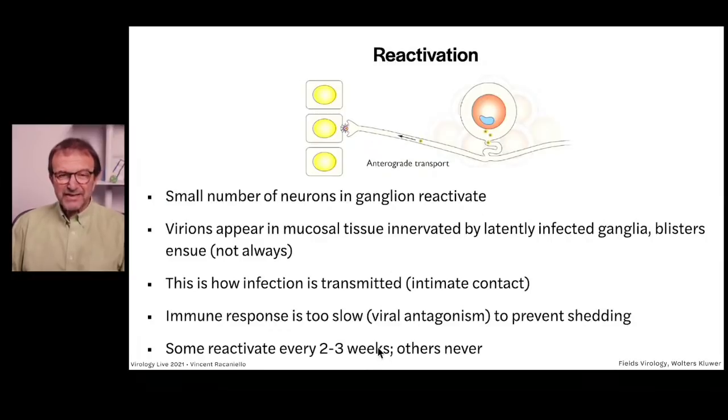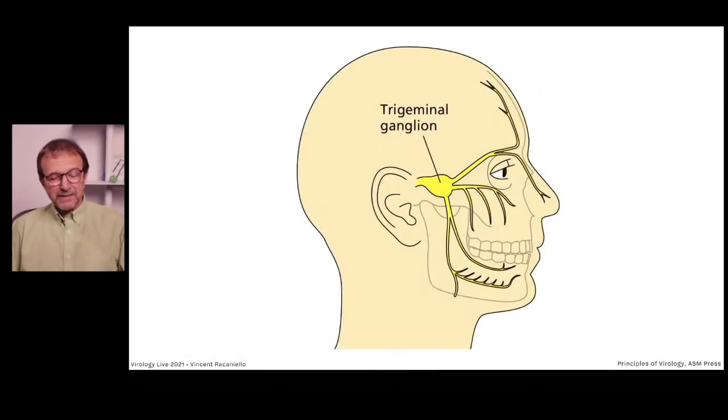Some people reactivate every 2 to 3 weeks like clockwork. Some people never do. Some people do with blisters. Some people do without blisters. And that's where type 1 goes, the trigeminal ganglia. It has about 20,000 neurons here. It's a collection of neuron cell bodies outside of the central nervous system. Obviously, it's outside of the brain here. And you can see all the nerves coming from the ganglia, innervating your lip, your nose. You can get cold sores at any of these places because the virus can go in, stay in the ganglia, and then come out any of these places.